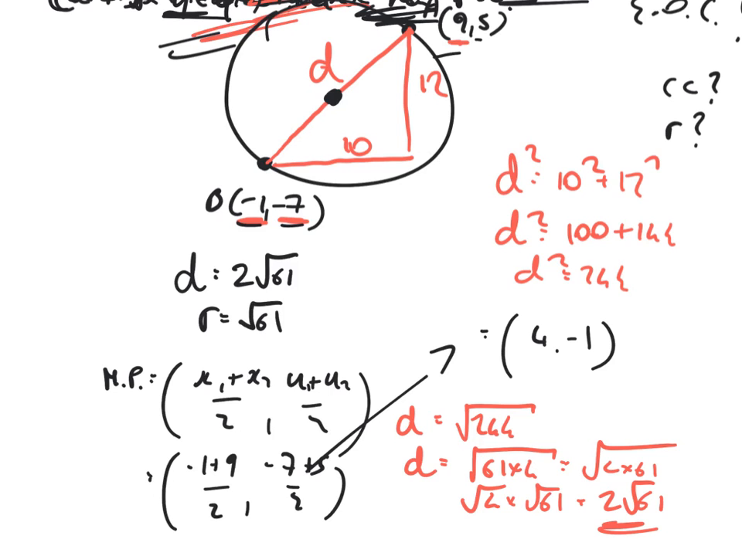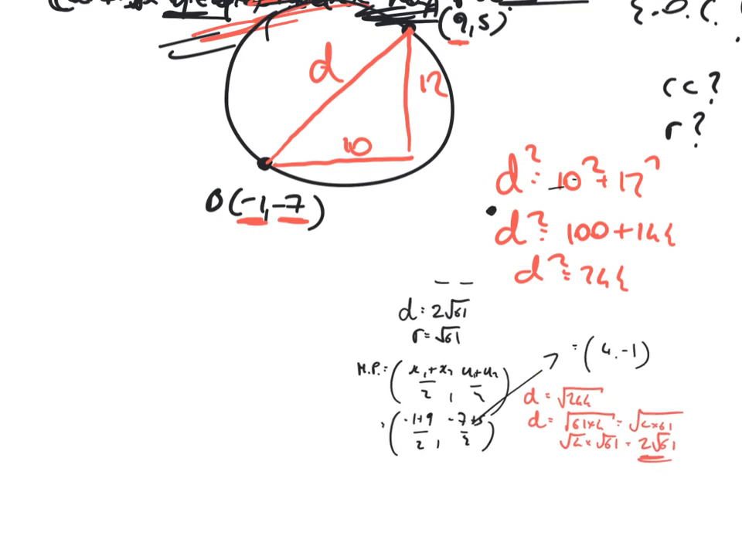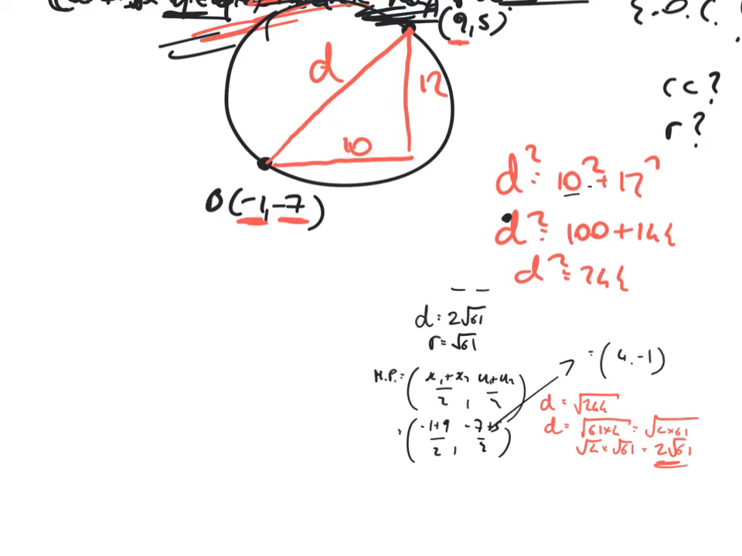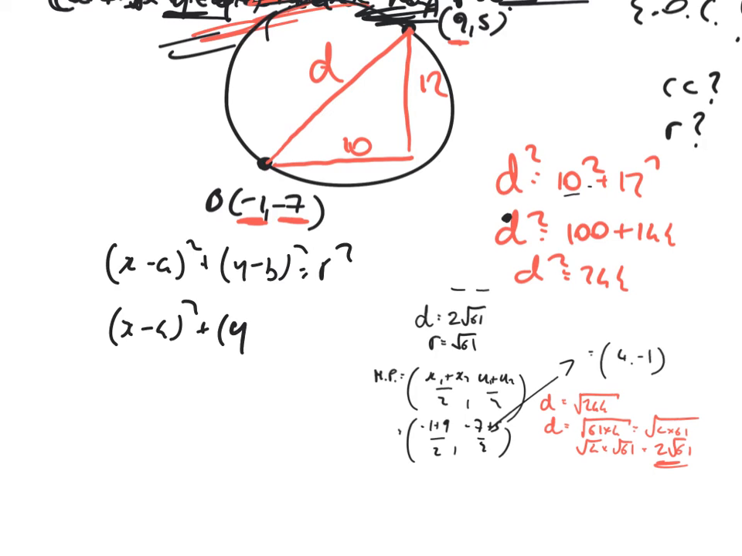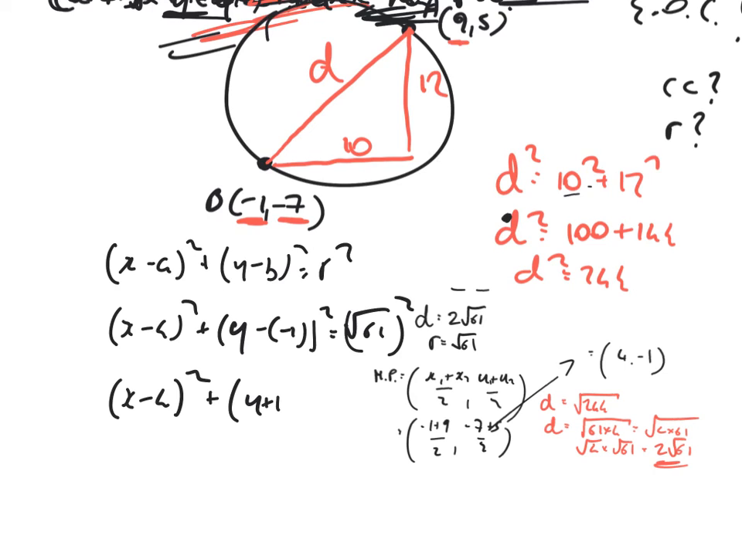I can now feed all that information into the equation of the circle. So remember that's x minus a all squared plus y minus b all squared is equal to r squared. So that's x minus 4 all squared plus y minus minus 1 all squared is equal to root 61 all squared. x minus 4 all squared plus y plus 1 all squared is equal to 61. Final answer.